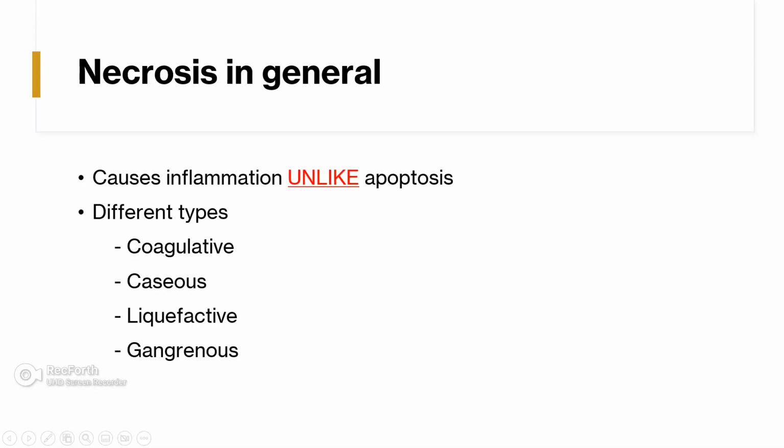Right, so necrosis in general. It causes inflammation, unlike apoptosis. Apoptosis is controlled cell death, so it's done all nice and neatly and stored away inside macrophages. However, with necrosis, the cell is just lysed. All of that nuclear debris, cellular debris, goes everywhere and causes an inflammatory response. And as mentioned, there are different types like coagulative, caseous, liquefactive, and gangrenous.